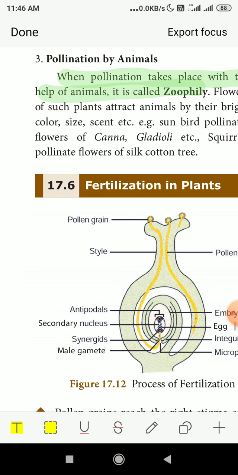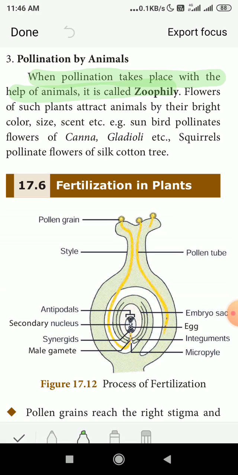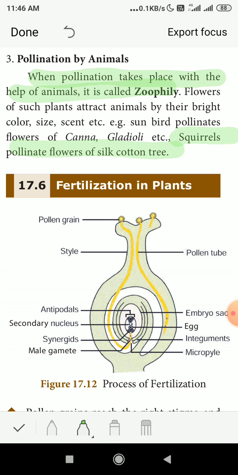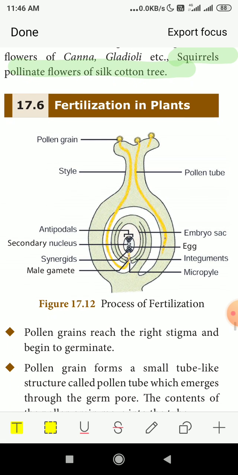In the next class we will go through how the pollination takes place in flowers, and how, after the pollination, the fertilization takes place in plants. So that we will continue in the next class.